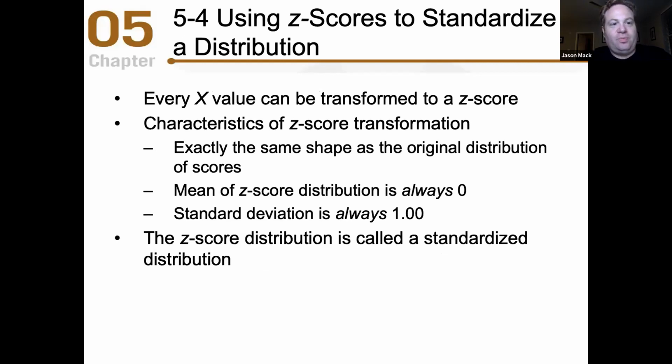So some additional things: every X value can be transformed to a z-score. Characteristics of z-score transformation: it's exactly the same shape as the original distribution of scores. The mean of the z-score distribution is always 0. The standard deviation is always 1. The z-score distribution is called the standardized distribution.